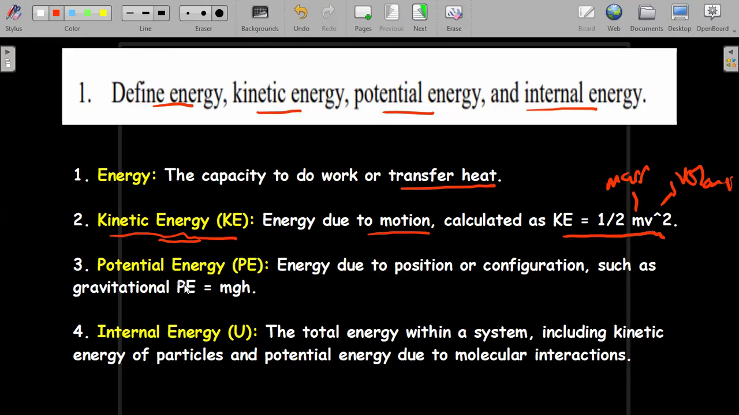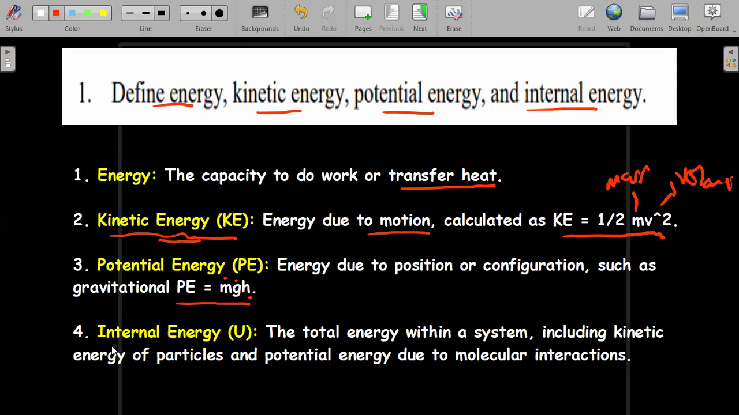What about the potential energy? Potential energy is the energy due to the position or configuration, such as gravitation. It is given by the formula potential energy equals mgh, where m is the mass, g is the gravitational acceleration, and h is the height above a reference point.